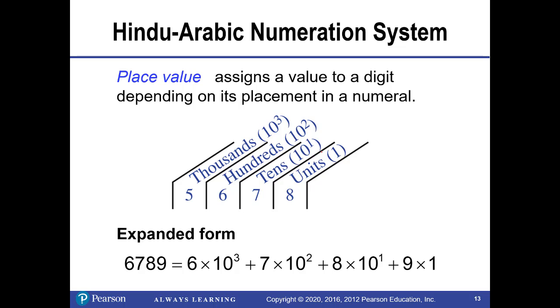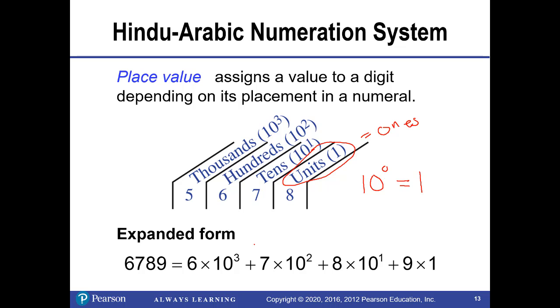Depending on the textbook, this place that you see here with the 8 is sometimes called the units place, and sometimes it's called the ones place. And something else we should know is that any number to the 0 power equals 1. So 10 to the 0 is 1. 10 to the first is 10, and so on.